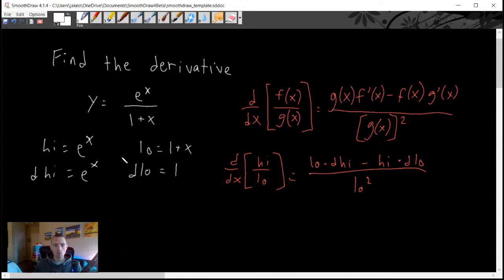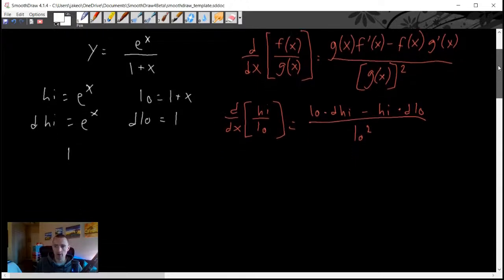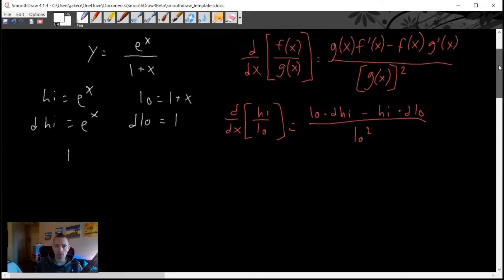So once you've figured out your high, your low, your d high, your d low, then you can just apply this formula. So we're going to get low d high. So low is 1 plus x. And do be careful when you're plugging these 4 pieces into this formula here. Make sure to put parentheses around them, because otherwise things aren't going to distribute and you're going to end up with potentially the wrong answer.